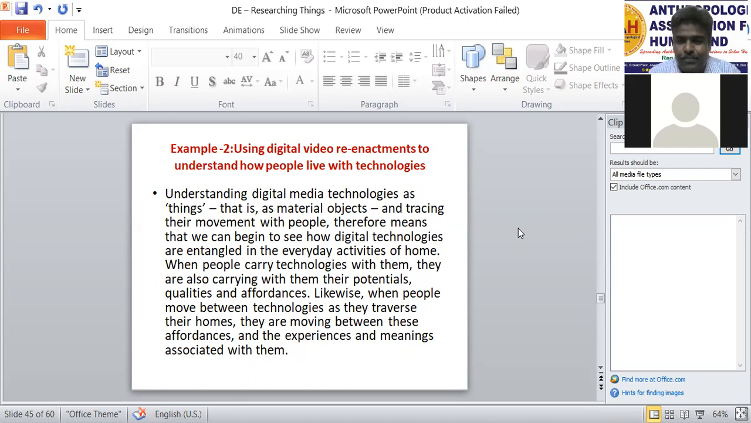This is an interesting statement. Let me read it again. When people carry technologies with them, they are also carrying with them their potentials, their qualities, and their affordances. Likewise, when people move between technologies, as they traverse their homes, they are moving between these affordances and the experiences and meanings associated with them.